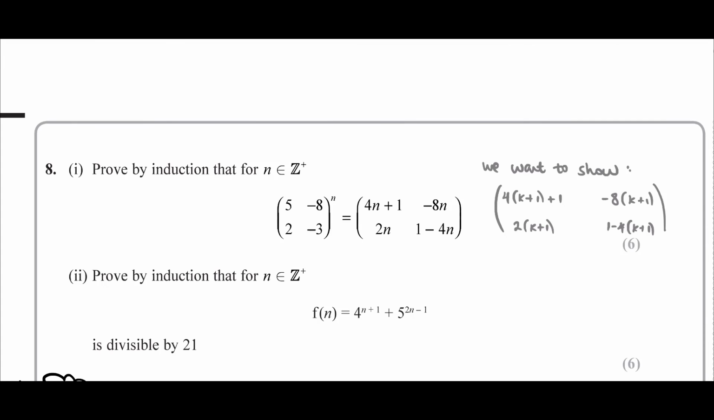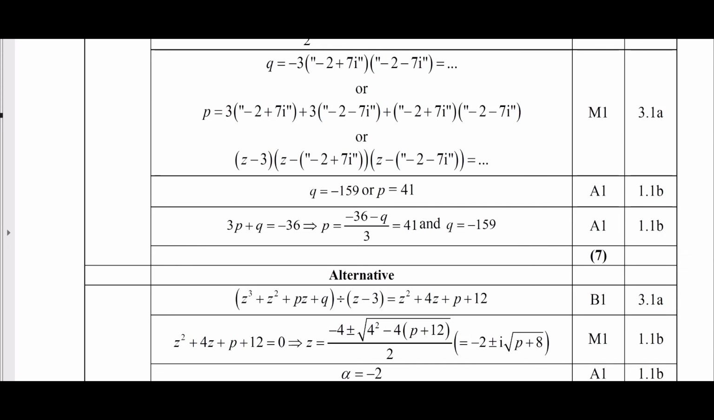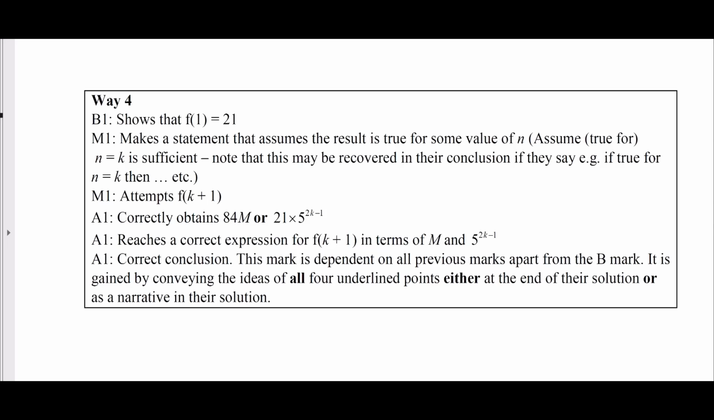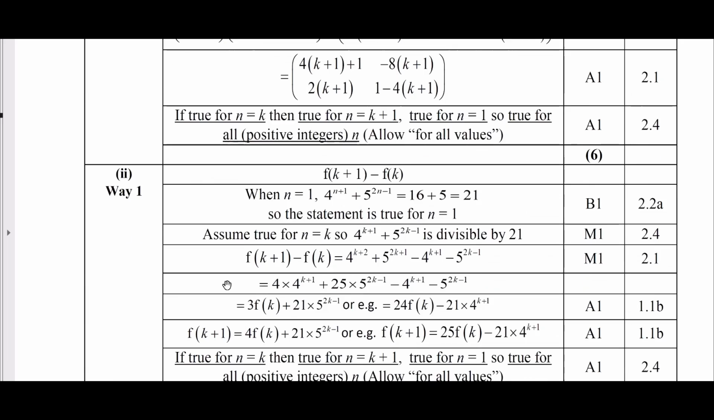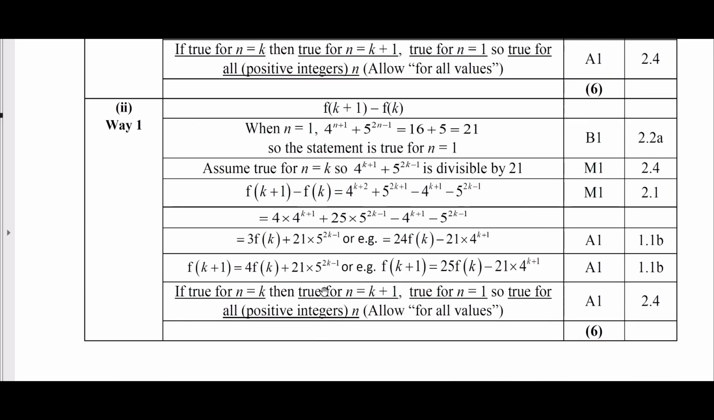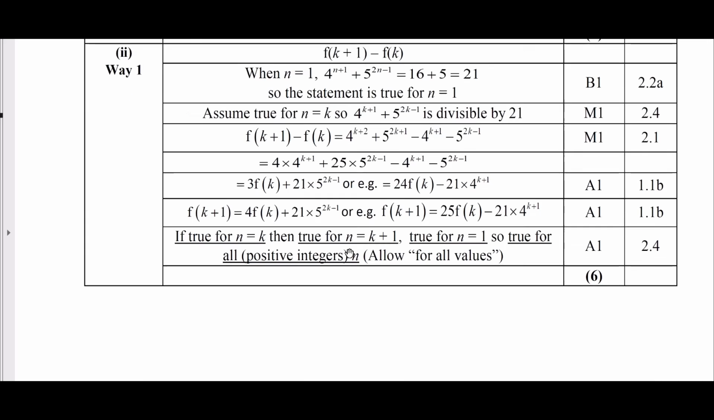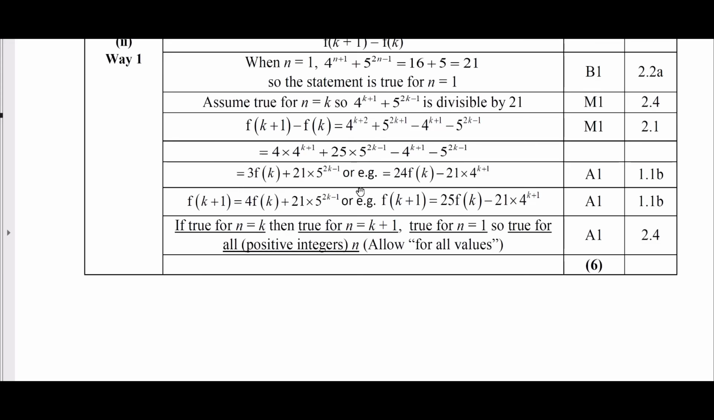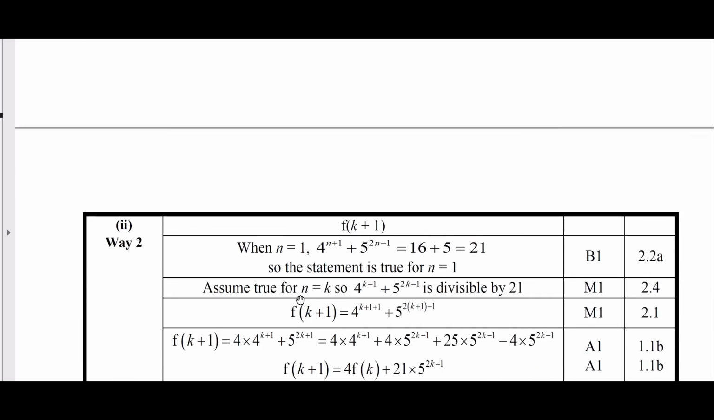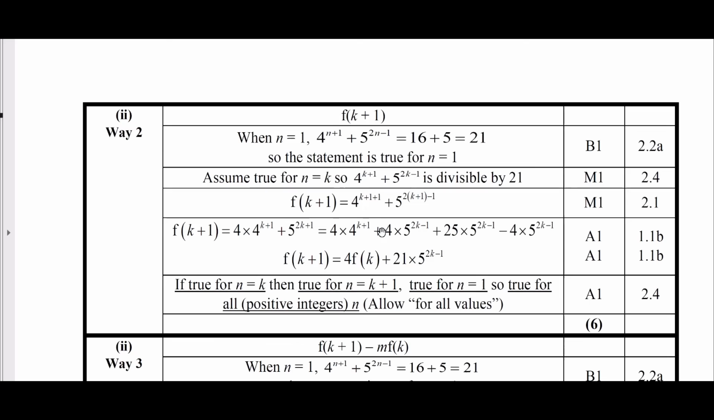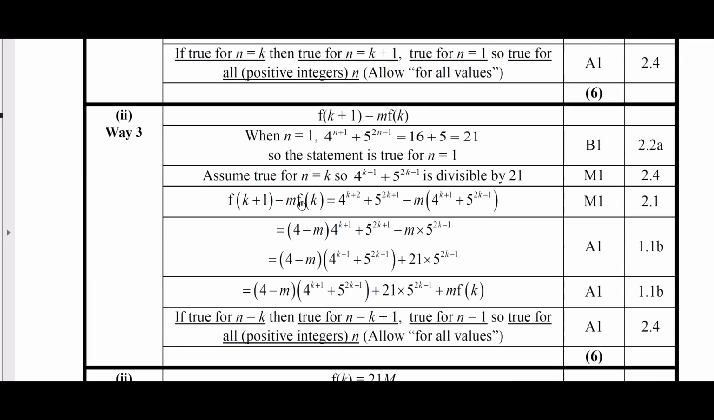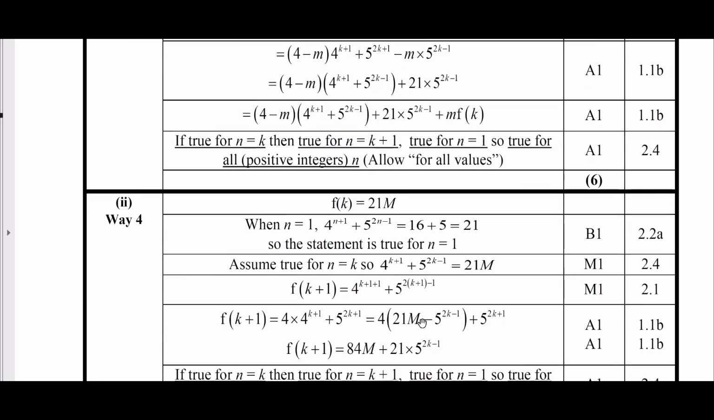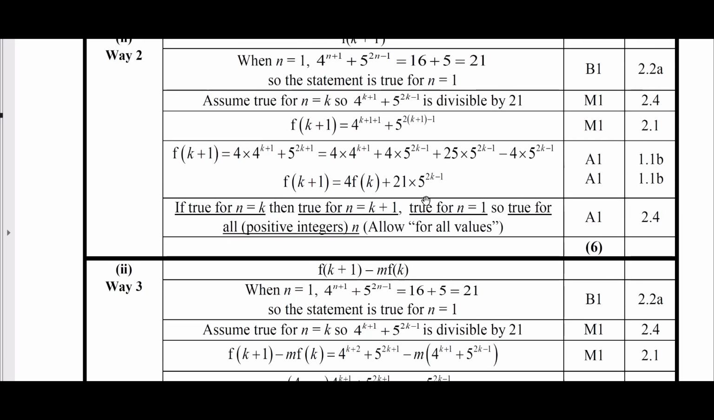So when they talk about that, let's just jump to the mark scheme. So there's 4 ways over here apparently. So we've got the first way. Sorry, I used way 2 over here, which made more sense to me. You could also do it in different ways as well, but I think way 2 is the easiest way to do it.